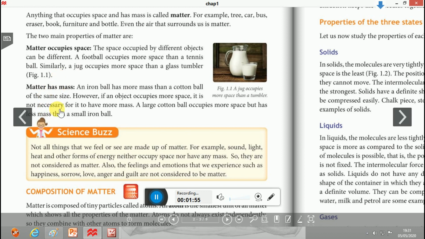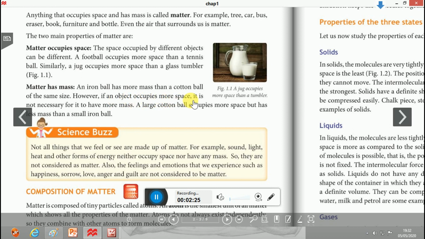Matter has mass. The second property. The mass of different objects may be different, but matter must have mass. An iron ball has more mass than a cotton ball of the same size. That depends on the packing, that depends on the shape, that depends on the density.